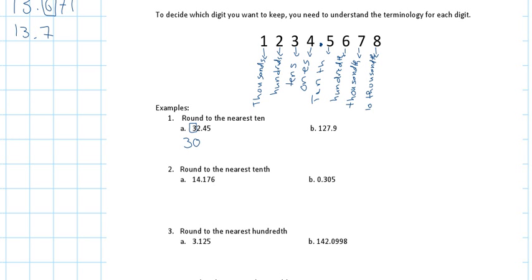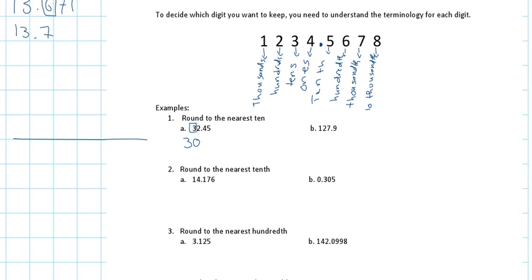When you're rounding, you're always rounding to perfect numbers, okay? So 30, 40, if you're rounding to the tens. If you're rounding to the 100, it will be 300. If you're rounding to the 1,000, it will be 3,000, okay? It depends on what you're rounding to.